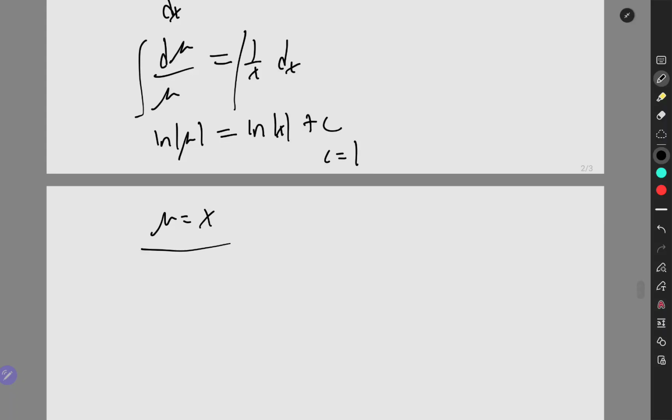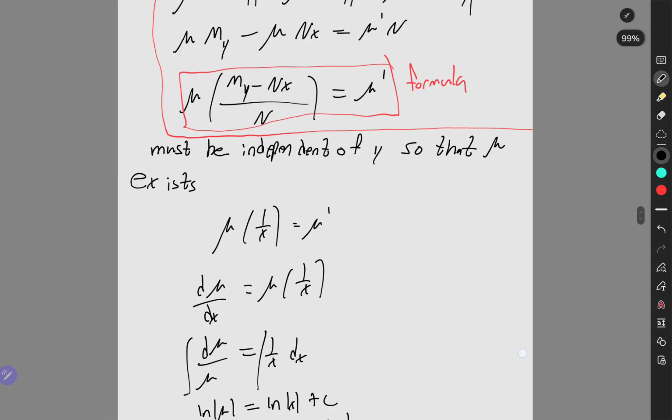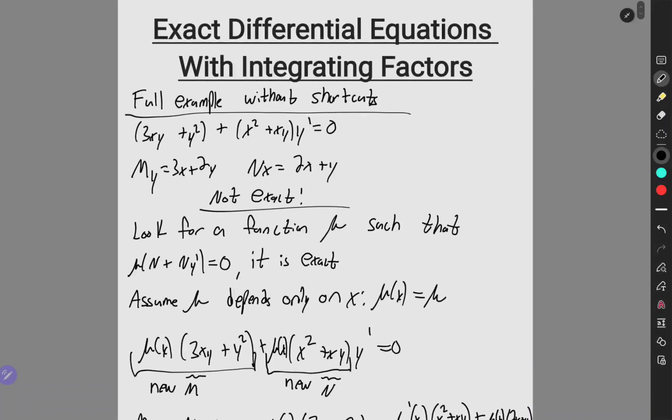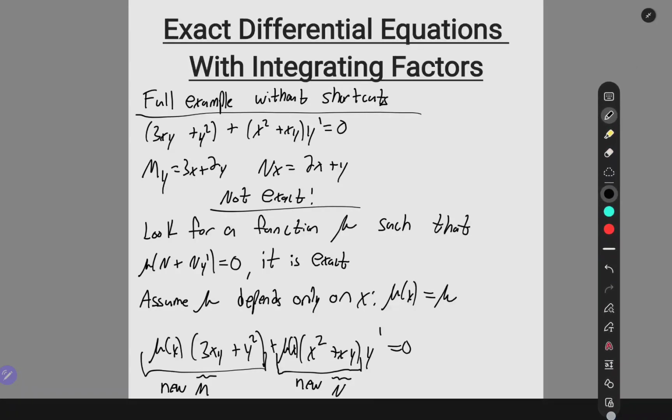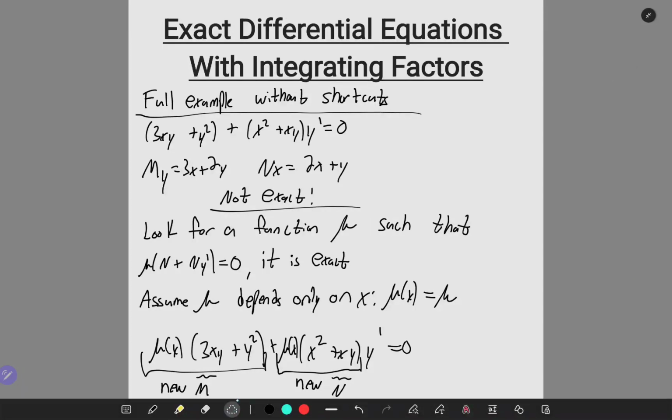Well, now that we have our integrating factor, let's try and see if it's exact now. So let's go back to our original thing here. Let me copy this.